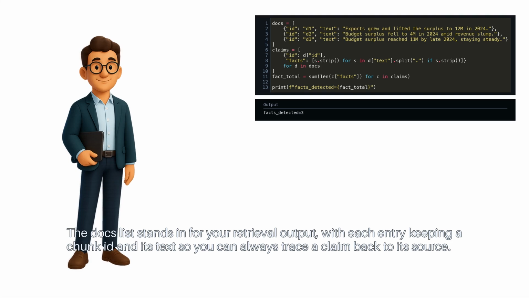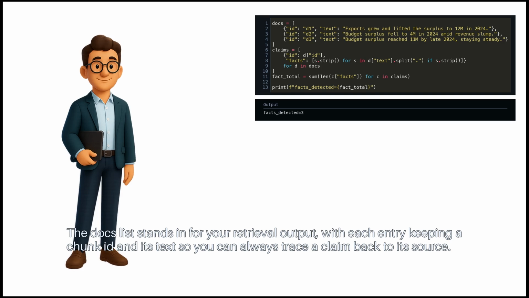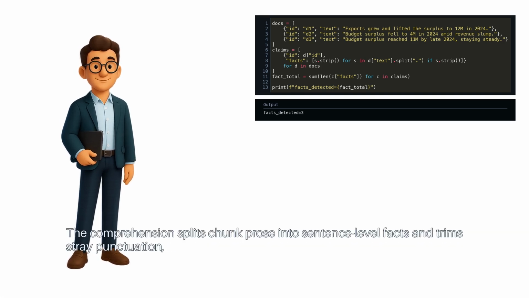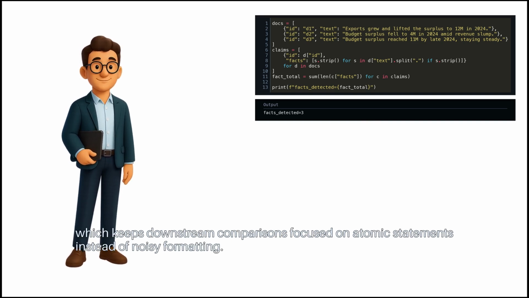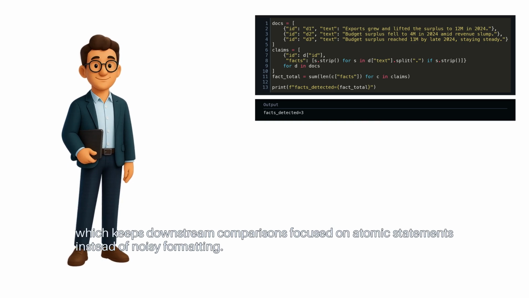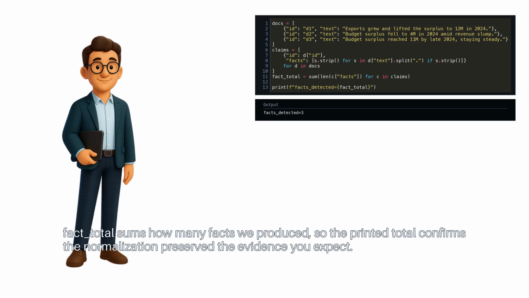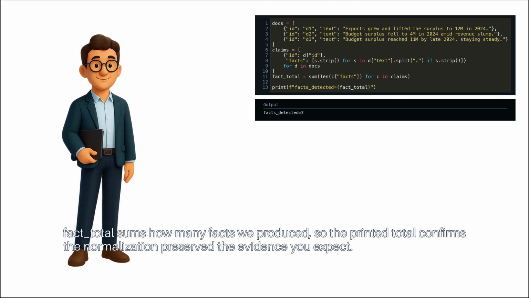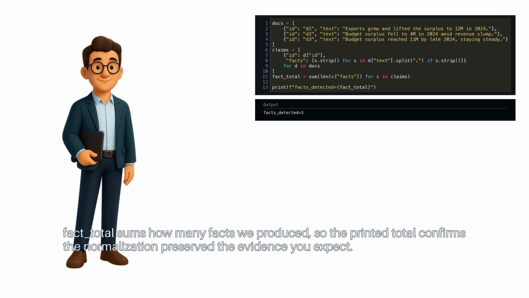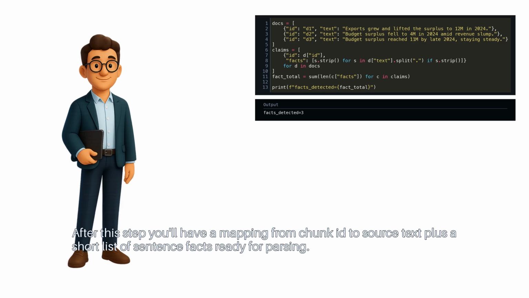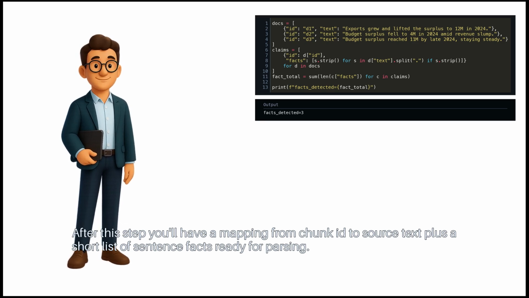The docs list stands in for your retrieval output, with each entry keeping a chunk ID and its text, so you can always trace a claim back to its source. The comprehension splits chunk prose into sentence-level facts and trims stray punctuation, which keeps downstream comparisons focused on atomic statements instead of noisy formatting. Fact total sums how many facts we produced, so the printed total confirms the normalization preserved the evidence you expect. After this step, you'll have a mapping from chunk ID to source text, plus a short list of sentence facts ready for parsing.